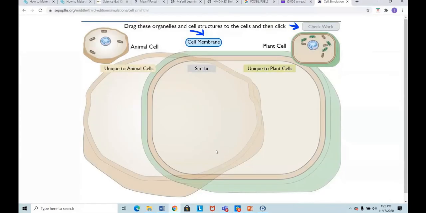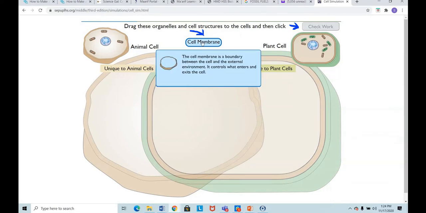Now let's see the differences. So these are the organelles which they give us one by one. We need to put them either under animal cell if they are unique to an animal cell, over here if they are unique to a plant cell, or in the center if they are similar for both an animal and a plant cell. Okay. Cell membrane, what do you think? Where does it go?